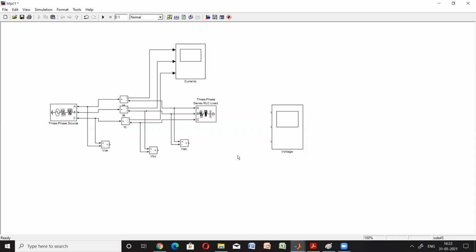And in the voltage scope, first of all I am giving VAB, then VBC, and then we have VCA.